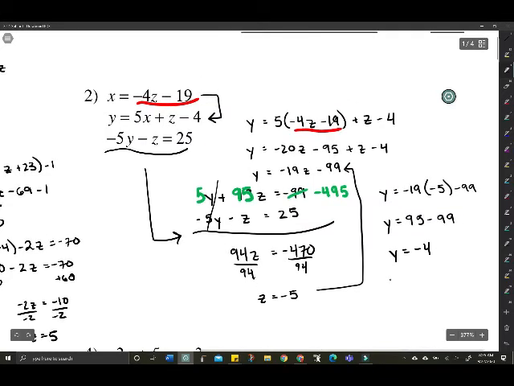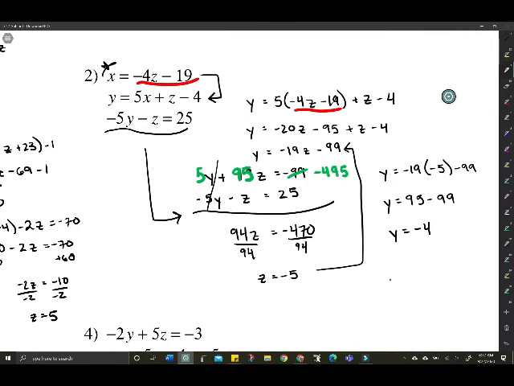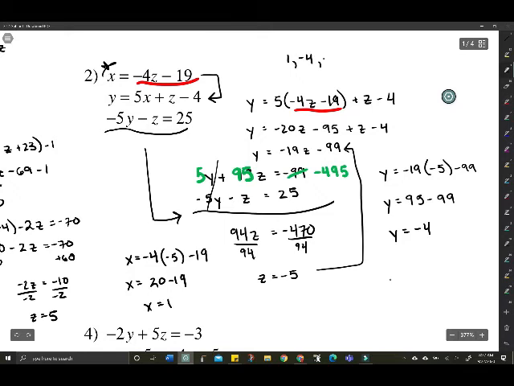You can find x from the very beginning. Use that first equation. You could actually have already done that as well. And again, each problem's a little different, so you just have to trust your skills and just be very careful with certain operations. So 20 minus 19, and x equals 1. So 1, negative 4, and negative 5. Okay, so a little bit of a different problem, but all substitution being utilized there.